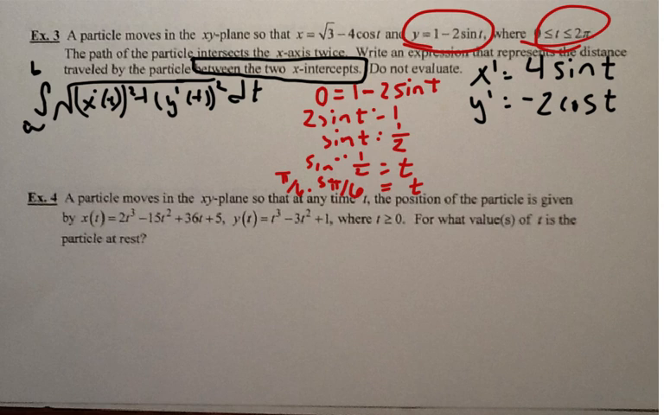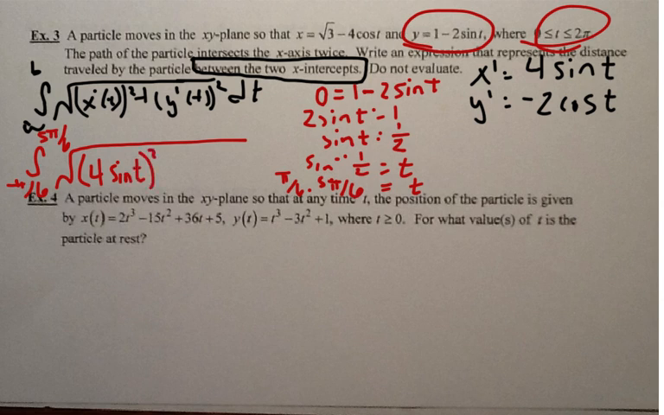So, this will be the integral from lower limit pi over 6, upper limit 5 pi over 6 of the square root of our x prime, which is 4 sine t squared, plus our y prime, negative 2 cosine t squared, dt. And we wrote the expression, but do not evaluate it. And again, I apologize for the messy handwriting with the stylus. I'm still trying to get used to this.